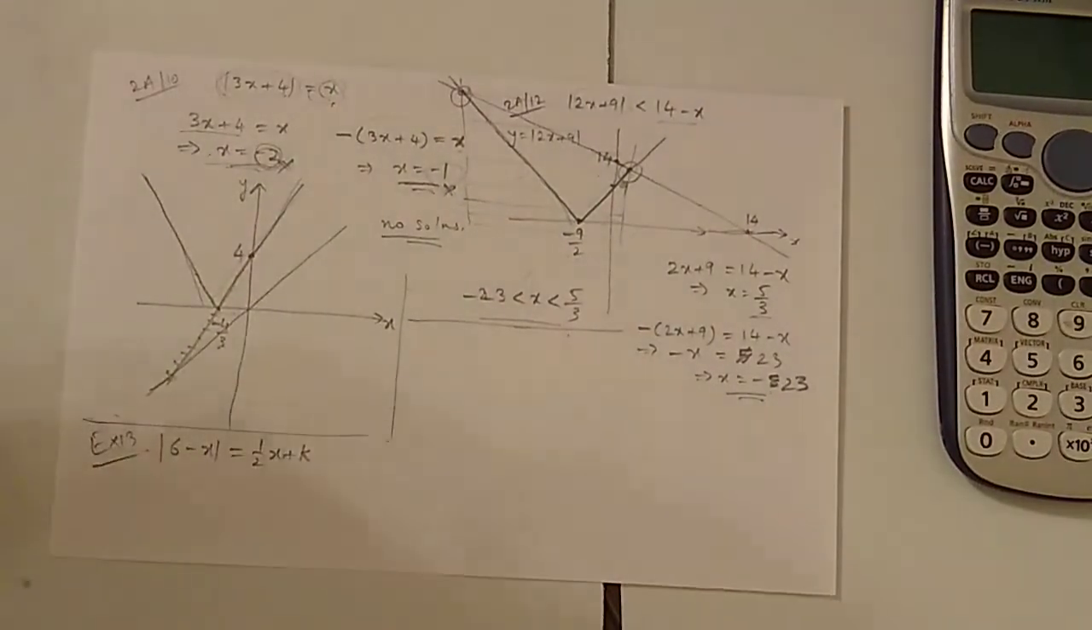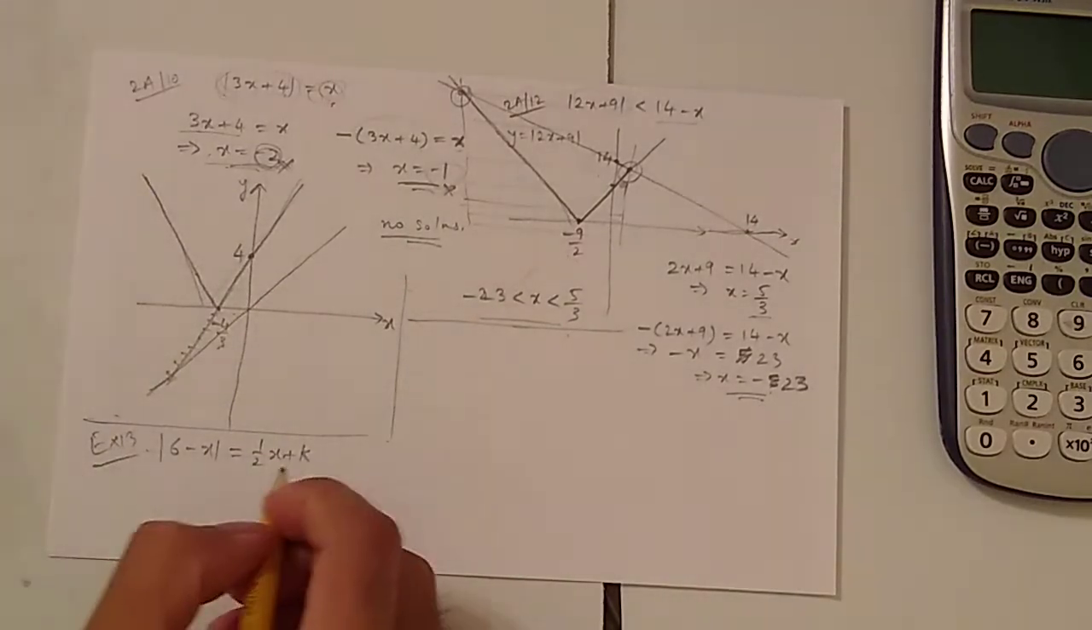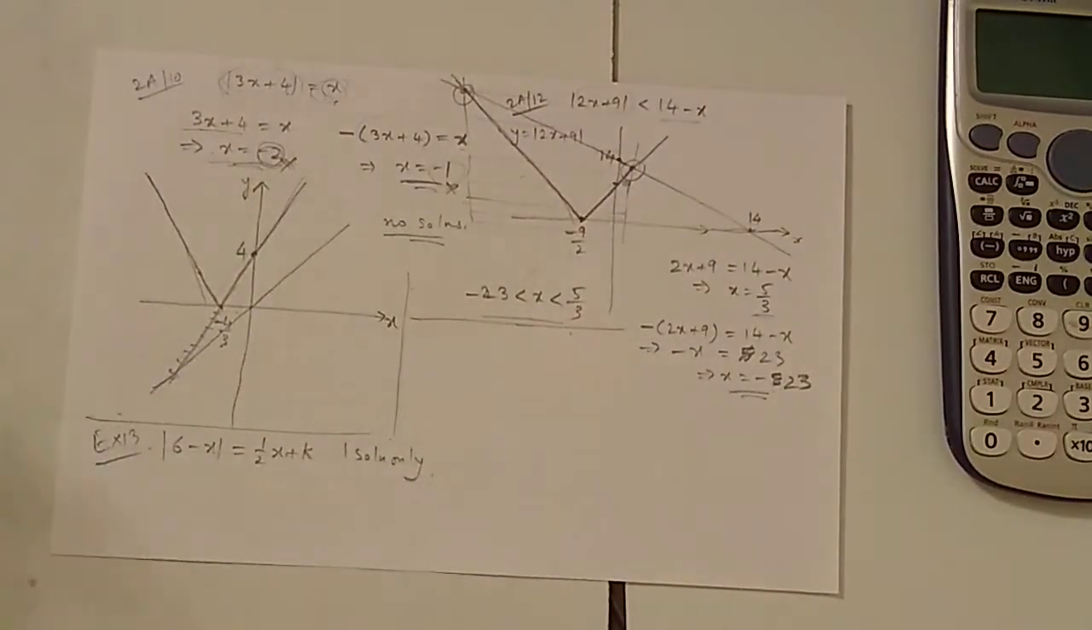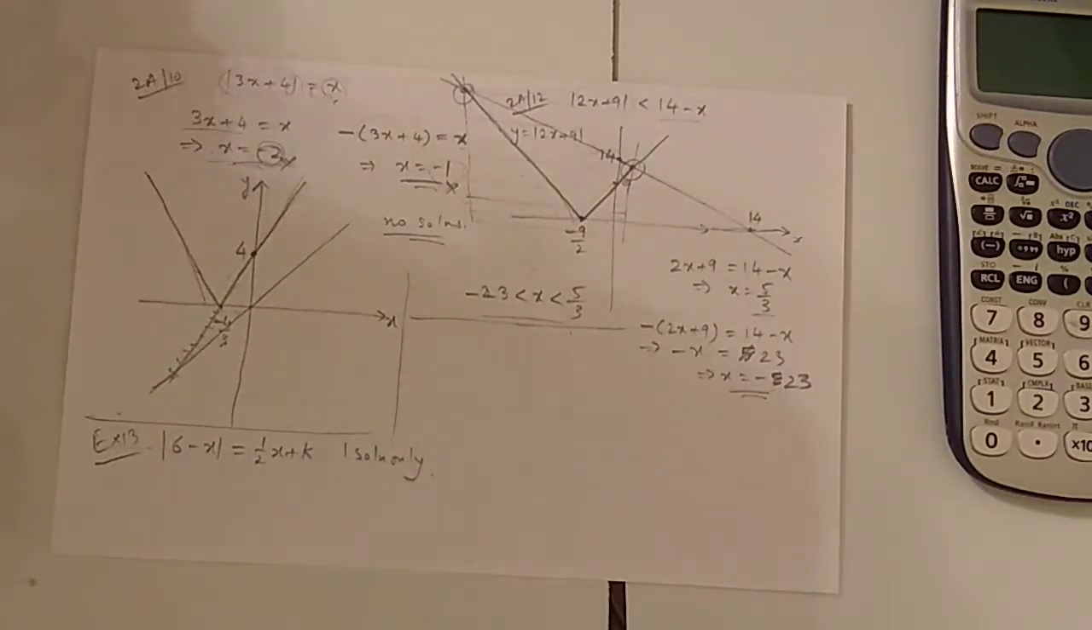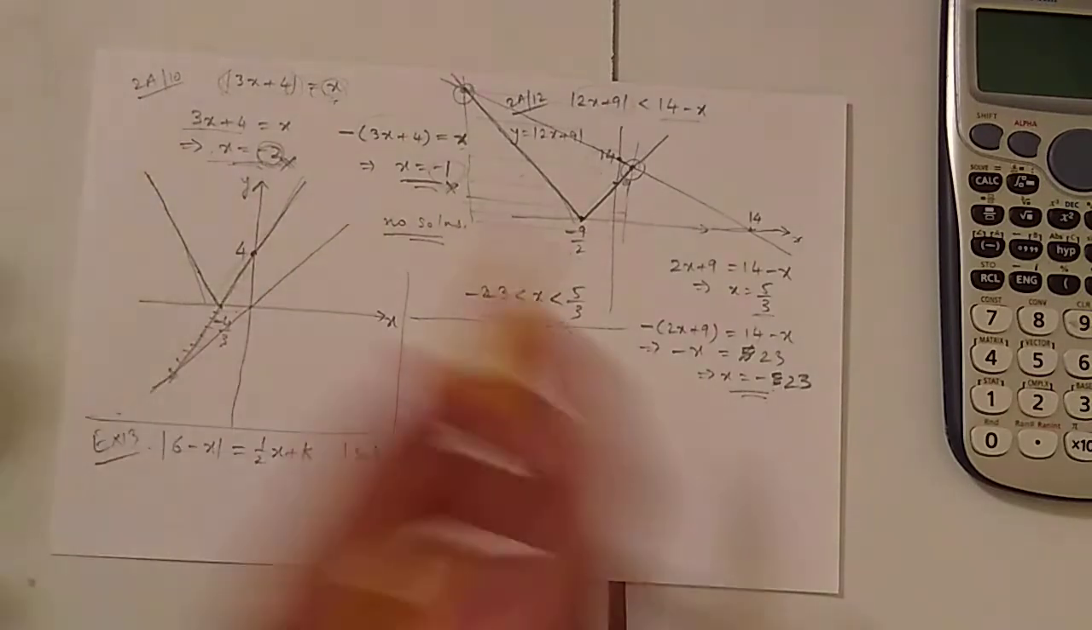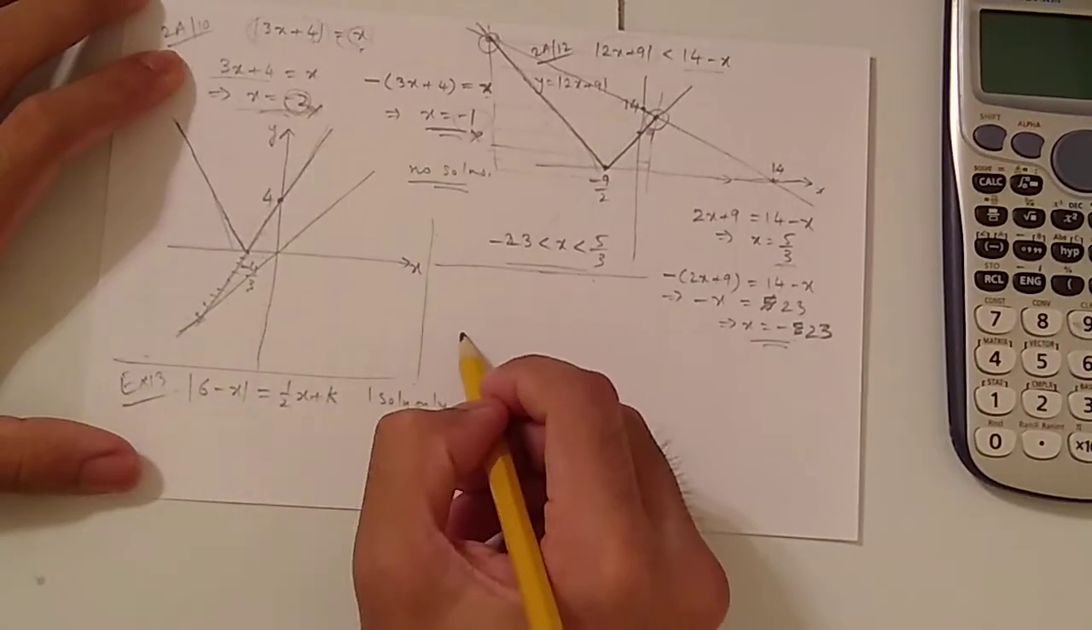Okay, |6 minus x| = (1/2)x + k, and this has exactly one solution. Okay, one solution only. We are asked to find the value of k and the solution to the equation. So let's start with drawing a graph. We have the modulus of 6 minus x.